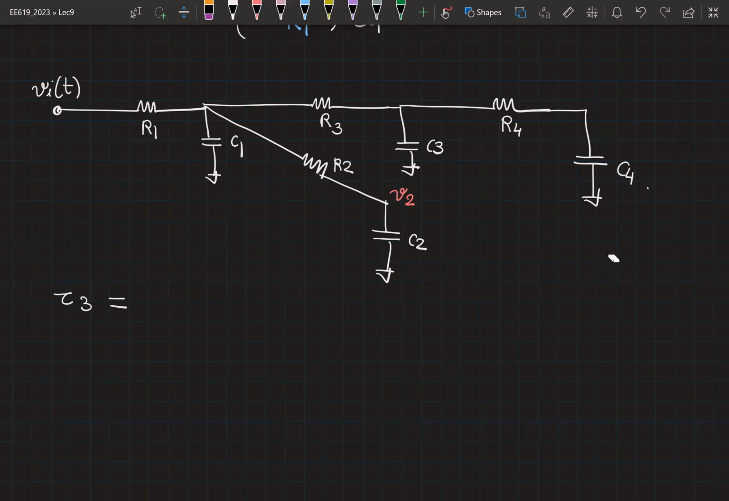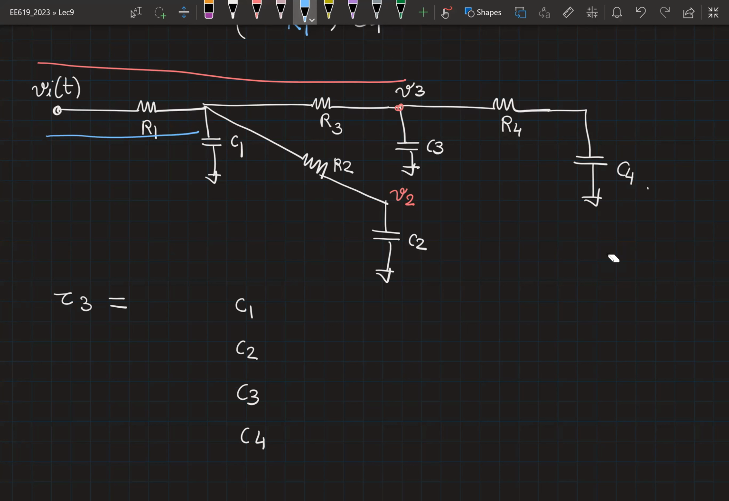So I can mark the path from input to the output. We are interested in the time constant associated with this node, V3. So again, you can start with C1, C2, C3, and C4. For C1, this is the path. What are the common resistors? R1.